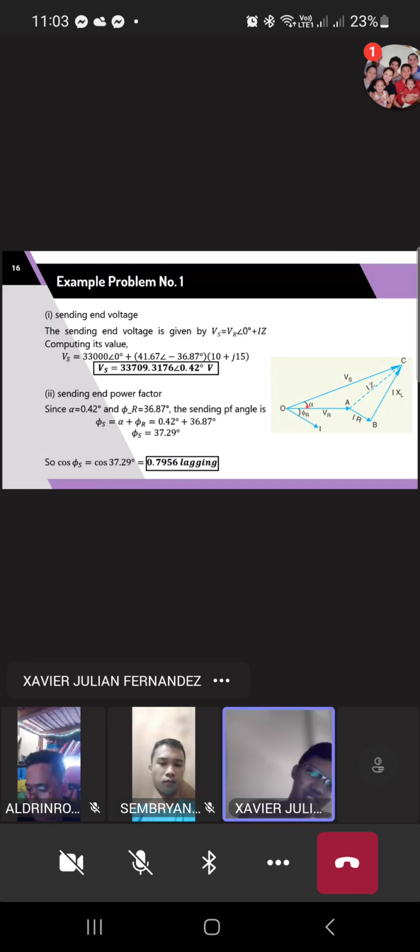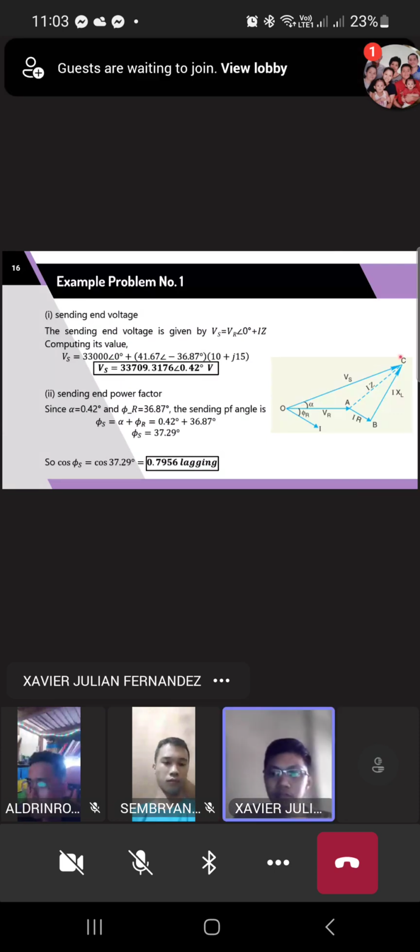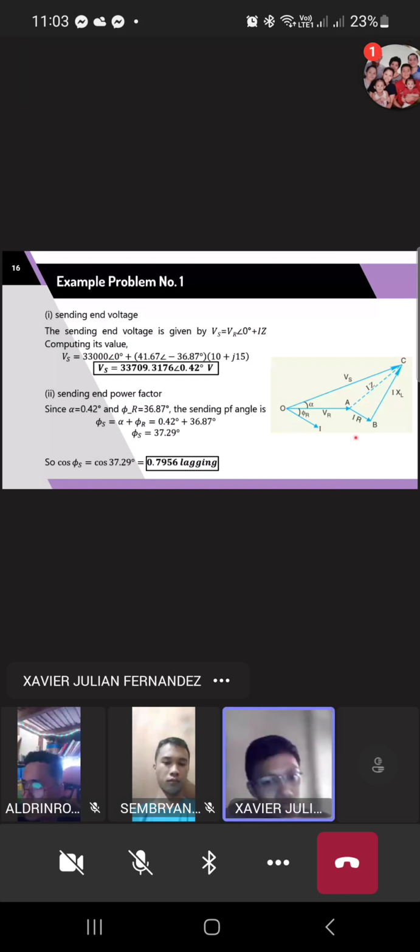Sir, why is VR at zero? Because the VR is always taken as the reference. Okay? And then I. Sir, how do we draw the I? Isn't it negative 36.87? Negative 36.87. Okay? So we won't look into that so much, because the phasor diagram is a bit of a hassle.